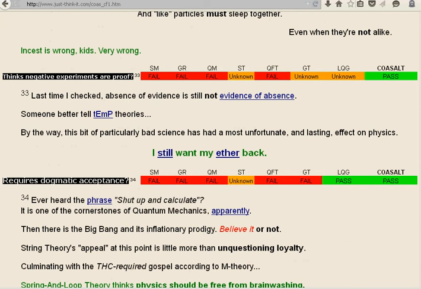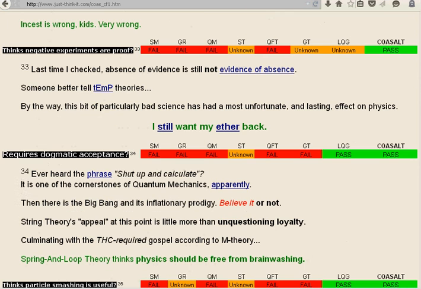Number 34. Does the theory require dogmatic acceptance? Ever heard of the phrase, shut up and calculate? It is one of the cornerstones of quantum mechanics, apparently. Then there is the Big Bang and its inflationary prodigy, believe it or not. String theory's appeal at this point is little more than unquestioning loyalty, culminating with the "take it on faith, man" gospel according to TEmP theory. Spring and loop theory thinks physics should be free from brainwashing.